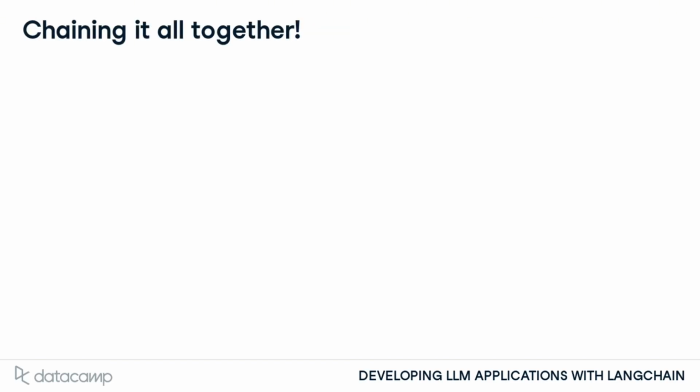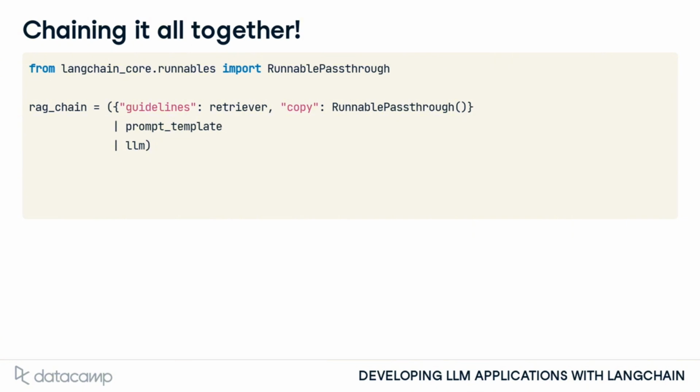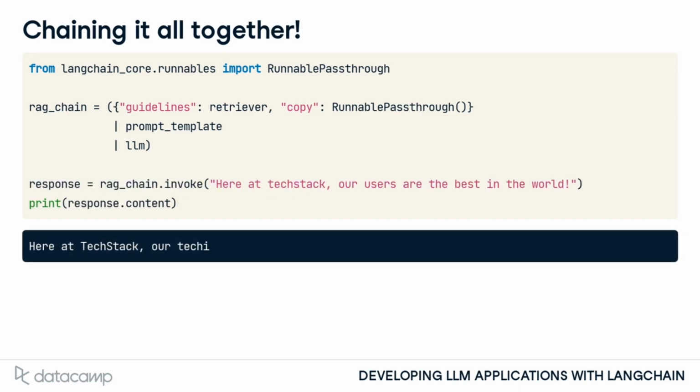To chain together our retriever, prompt template, and LLM, we use LCEL in a similar way as before, using pipes to connect the three components. The only difference is that we create a dictionary that assigns the retrieved documents to guidelines and assigns the copy to review to the runnable pass-through function, which acts as a placeholder to insert our input when we invoke the chain. Printing the result, we can see the model fix the two guideline breaches.